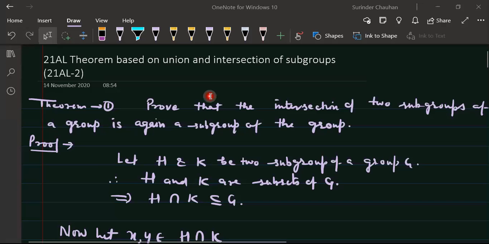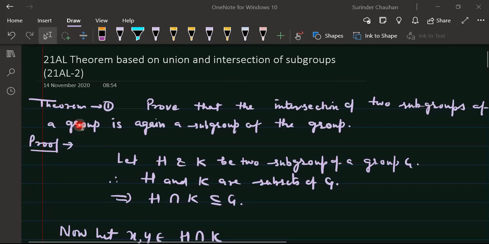Hello students, in this lecture we'll discuss the themes of group based on union and intersection of subgroups of a group. So let's discuss the first theorem. Prove that the intersection of two subgroups of a group is again a subgroup of the group.